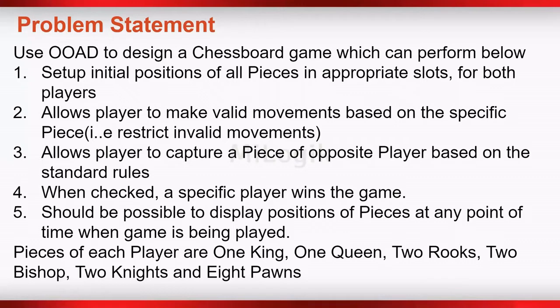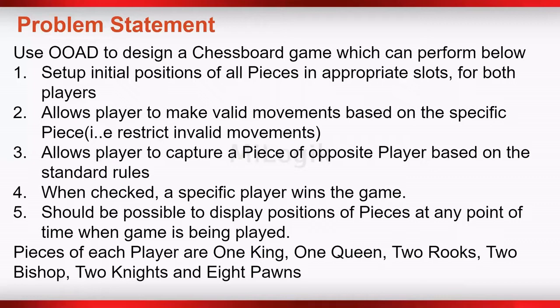It should also allow checking the king of the opponent player so that the other player wins the game. As per the standard rules of the game, each player will have one king, one queen, two rooks, two bishops, two knights, and 8 pawns. This is the requirement of the proposed software system.